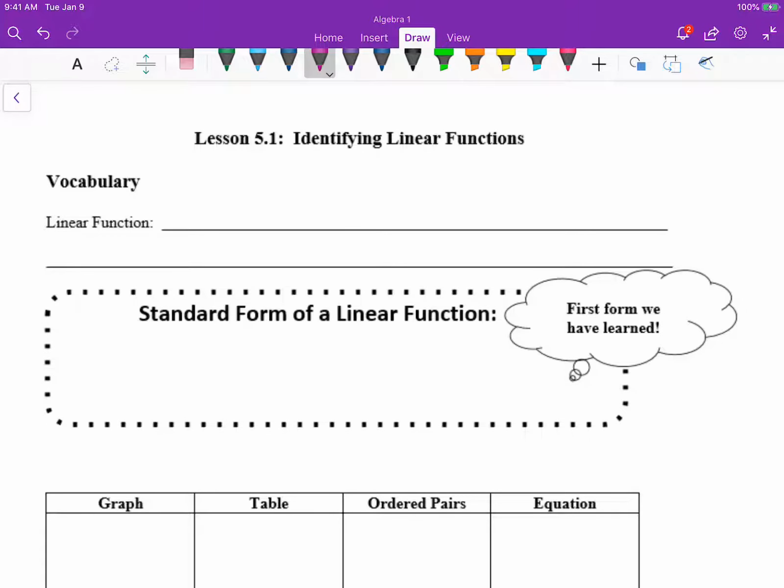All right, guys. Hey, I'm going to be doing lesson 5.1 notes today. We're going to talk about different ways to identify linear functions.